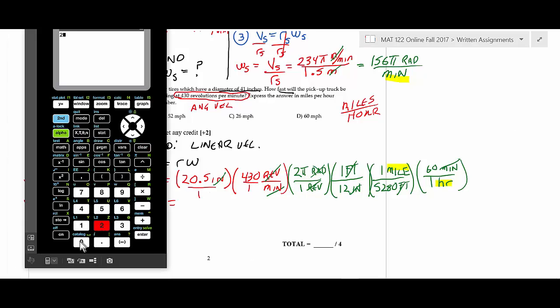Do the numerator. So you have 20.5 times 430, and times 2 pi, I'm just going to put the pi key in like that, and then times 60. Okay, and then I'm just going to record that. You don't have to write that down, but I'm going to write that down. That looks like 3323176.709. And then I'm going to go through and do the denominator.